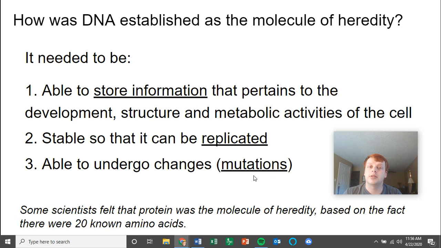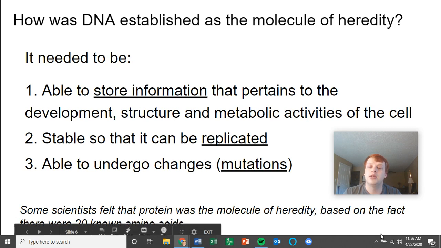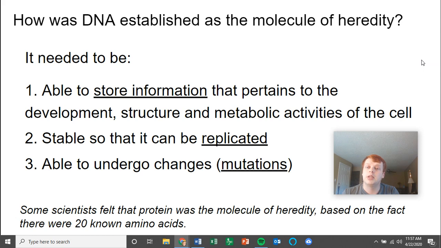Now, initially, this was a topic of contention for scientists because some scientists believed that proteins were the molecule of heredity. That's how we passed on genetic information, based on the fact that there were 20 amino acids. So they thought, oh, we have all of these different traits. There has to be more variability than the 4 bases found in DNA.